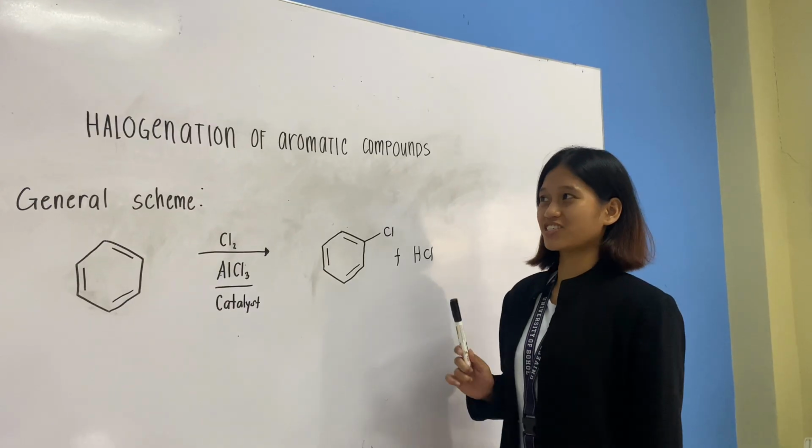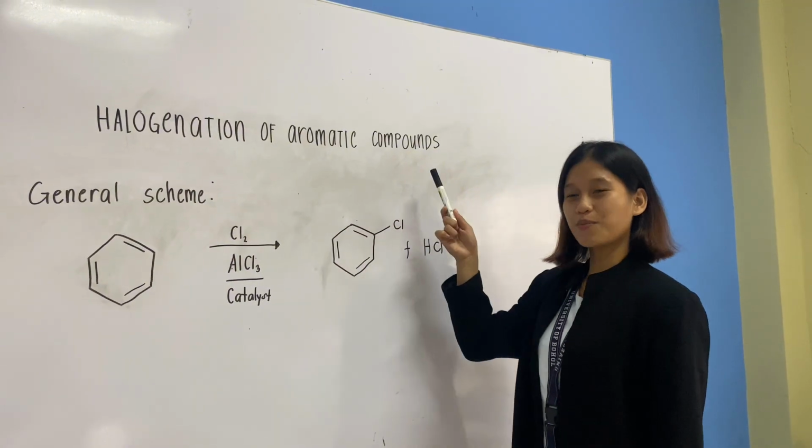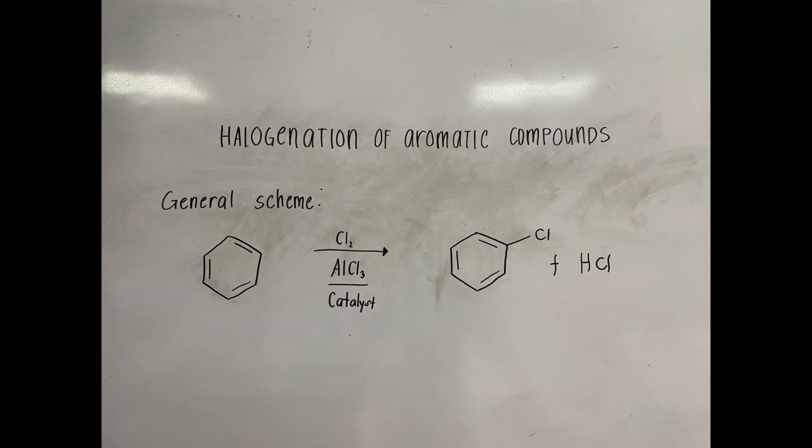Now let's start with halogenation of aromatic compounds. We need a halogen; I'll be using chlorine here and another species. Aluminum chloride is a catalyst that we need to make an electrophile, and a catalyst is not going to be consumed in this reaction. Once we start working through the mechanism, we will make sure to go through it.